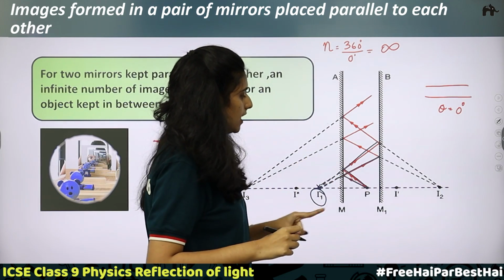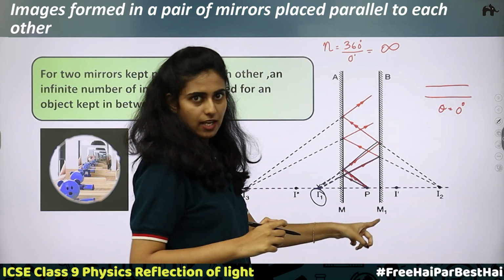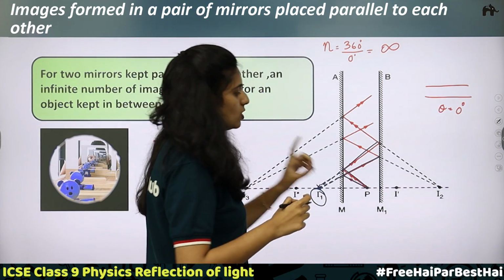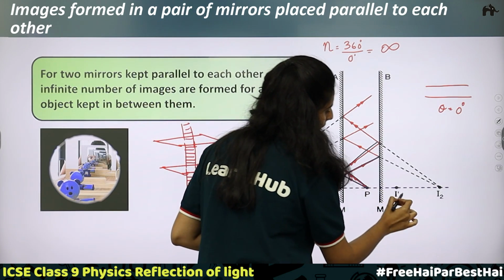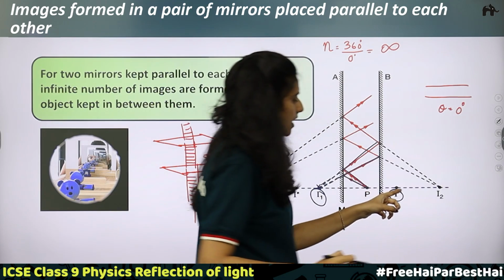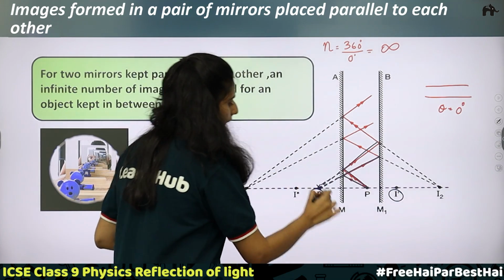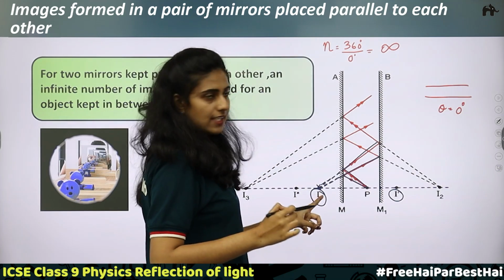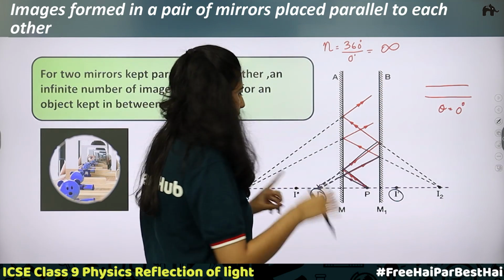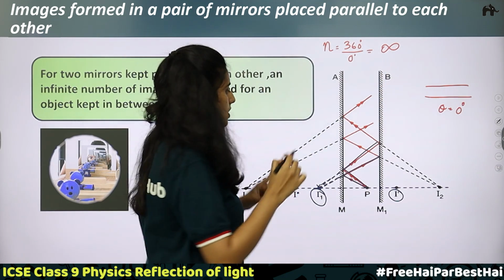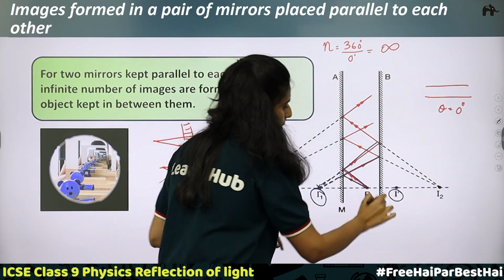Similarly, from P, light rays will strike M1. Then what happens? It will get reflected. When you extend it backward, at I1, I dash, you will be getting a virtual image. Now, this I1 will act as an object for the mirror BM dash. So, light rays from here will strike the mirror BM dash.